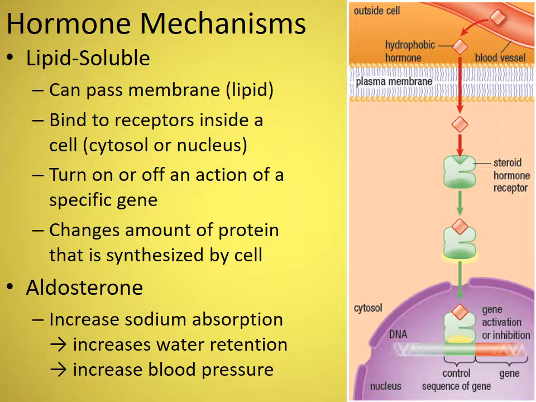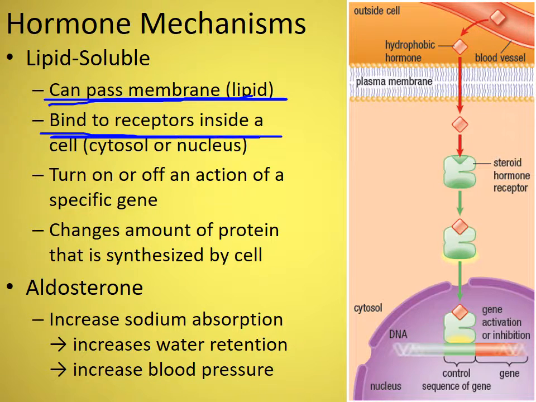Here we have lipid-soluble or steroid hormones, and the mechanism for how steroid hormones signal a cell is different from protein hormones because they can pass through the lipid membrane. They're derived from cholesterol. Cholesterol is a component of the cellular membrane, so steroid hormones can pass through the membrane. What happens when they pass through the membrane?